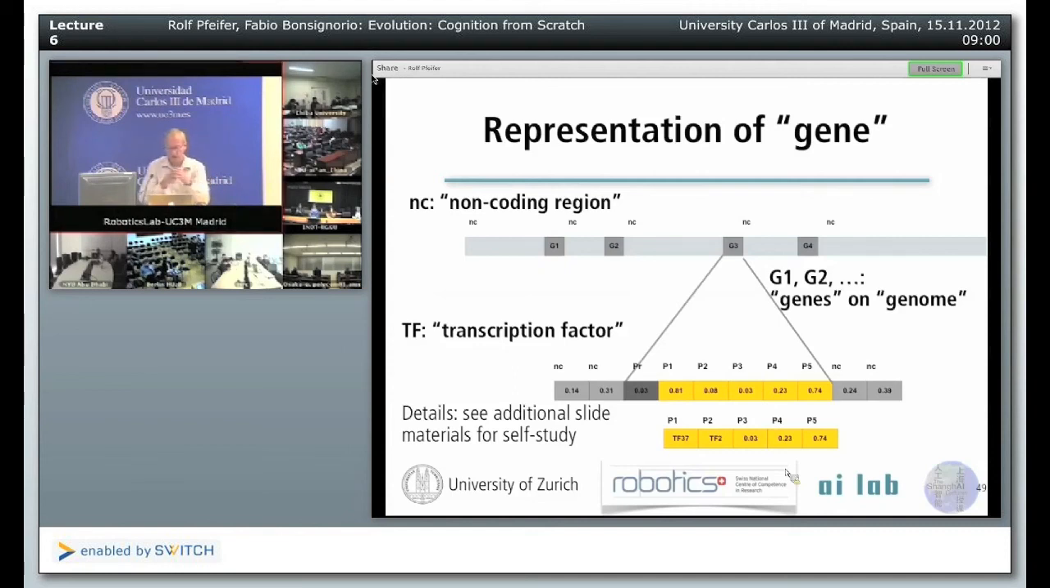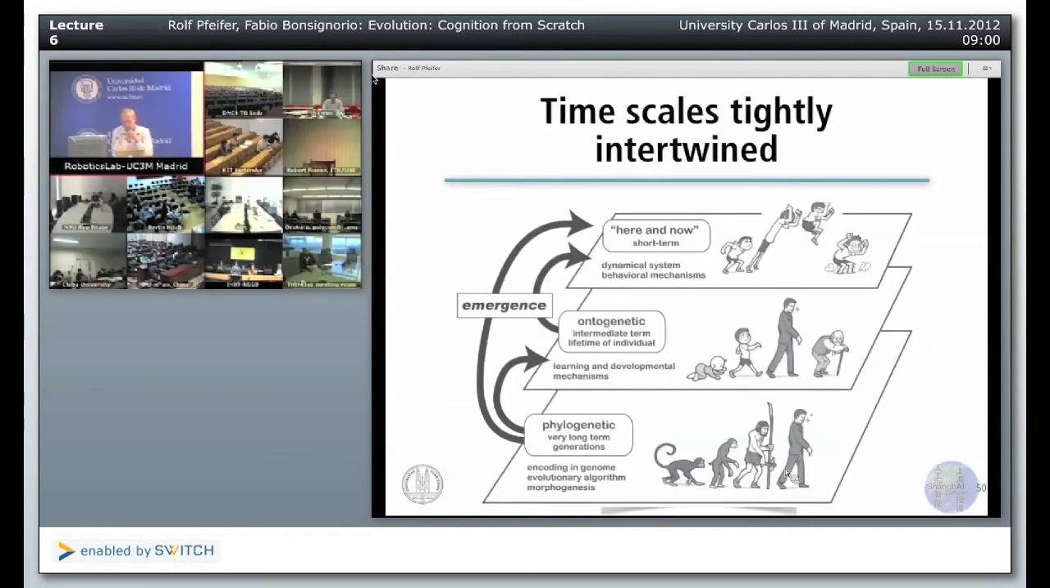Now, I think what's really interesting is that the time scales are, of course, even though we can look at them separately, we have to understand them separately, they are tightly intertwined. So if, for example, at the phylogenetic level, something like a learning mechanism, a Hebbian learning mechanism that you looked at in the other video, has evolved, this will, of course, influence the ontogenetic development.